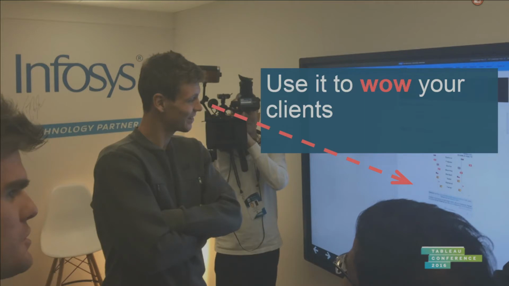And what Infosys got was this amazing photo opportunity, for themselves, but also for ATP Tennis. And ATP Tennis loved this. So Infosys used Tableau Public to wow their clients, being ATP Tennis, and it also turned out to get some amazing photo ops of tennis players checking out their stats. What he's looking at is number of forced and unforced errors, how they compare to different players there on the screen. So use Tableau Public to wow your clients.